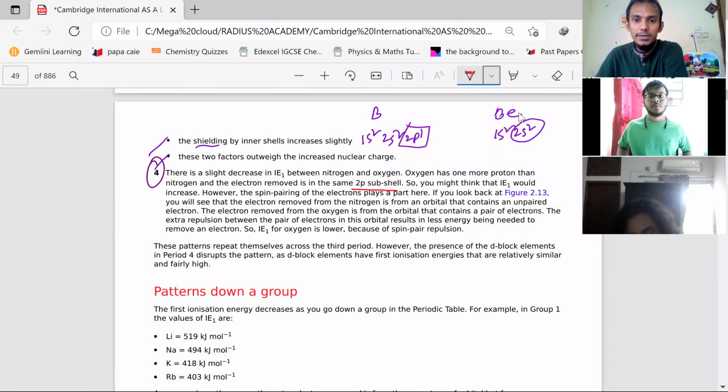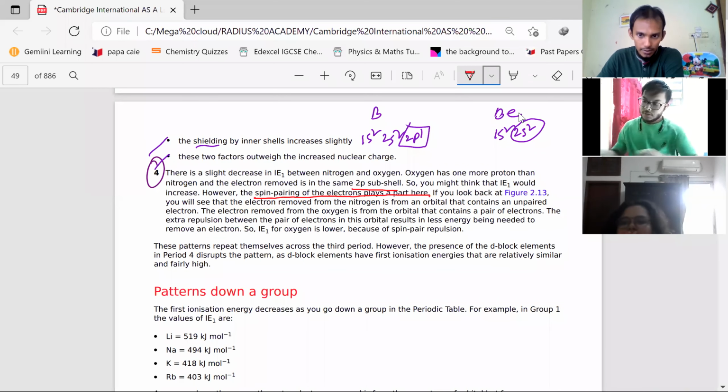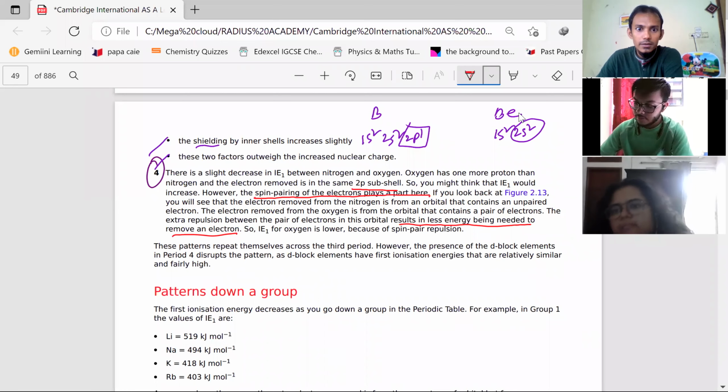See, the subshell is the same. So you might think ionization energy would increase. However, the spin pairing of the electrons plays a part here. We call this spin pair repulsion. Unlike nitrogen, the electron removed from oxygen comes from an orbital containing a pair of electrons. The extra repulsion between the pair of electrons in the orbital results in less energy being needed to remove an electron. So the first ionization energy is lower because of this.